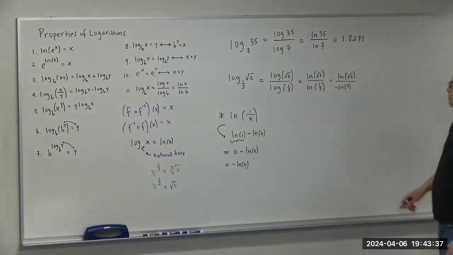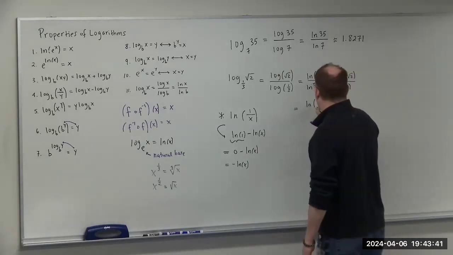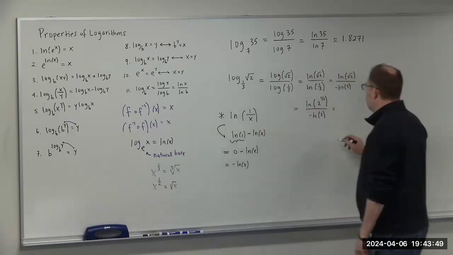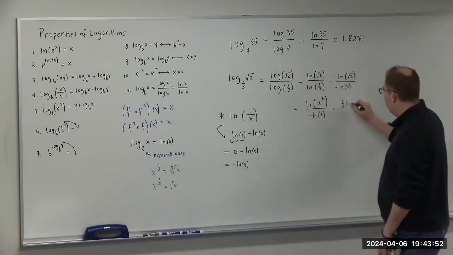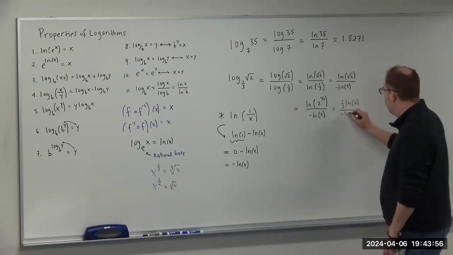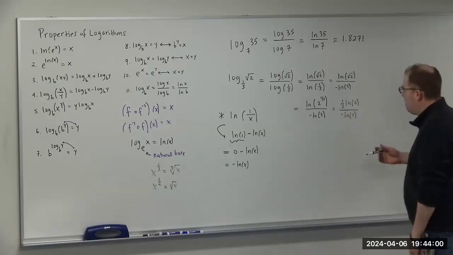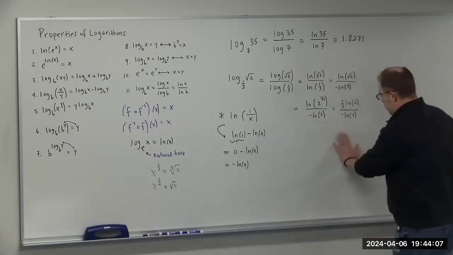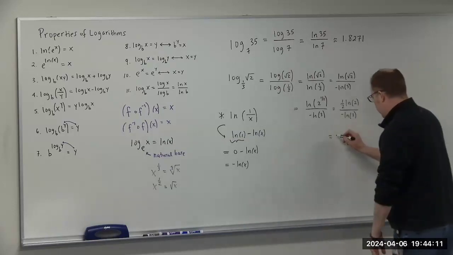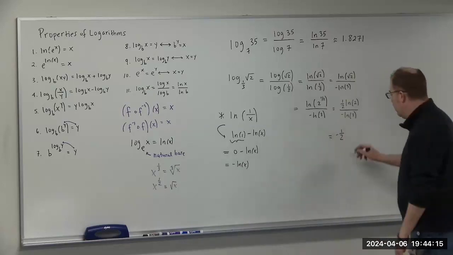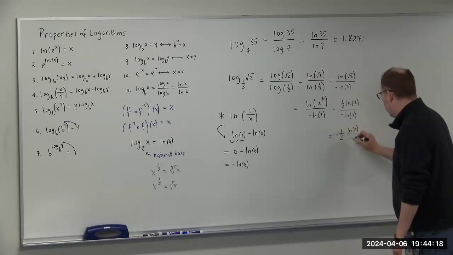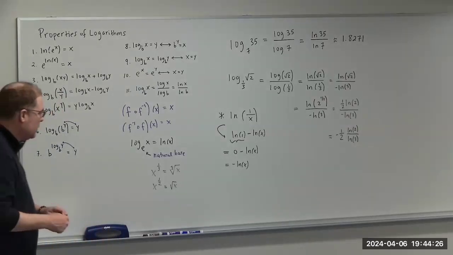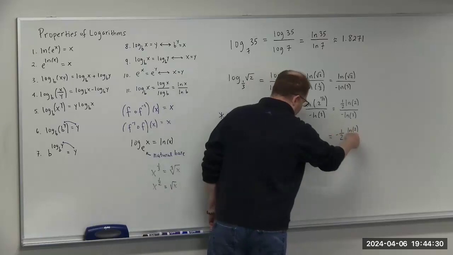Furthermore, we can rewrite this as natural log of 2 to the 1 half power divided by minus natural log of 3. And then we can put the 1 half out in front of the natural log, divided by minus natural log 3. So this is basically equal to, the minus here you can put in front, so minus 1 half times natural log 2 over natural log 3. And you can definitely use your calculator to approximate this.